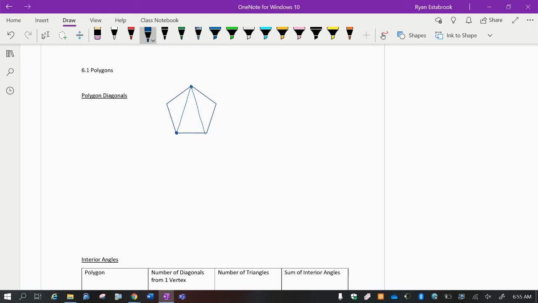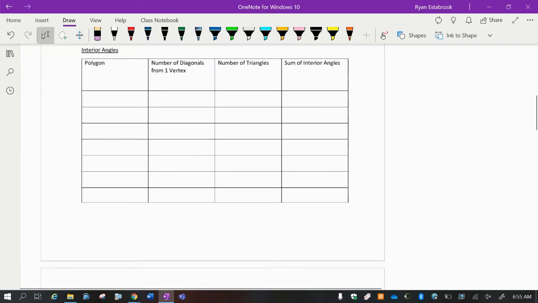If I came down to this vertex, I already have this diagonal drawn in, so this would be another new diagonal. There's another one, and there would be our last diagonal. All the diagonals are in there. The reason these diagonals are significant is because they're going to help us figure out the sum of the interior angles. Now, the polygon with the fewest number of sides is the triangle.